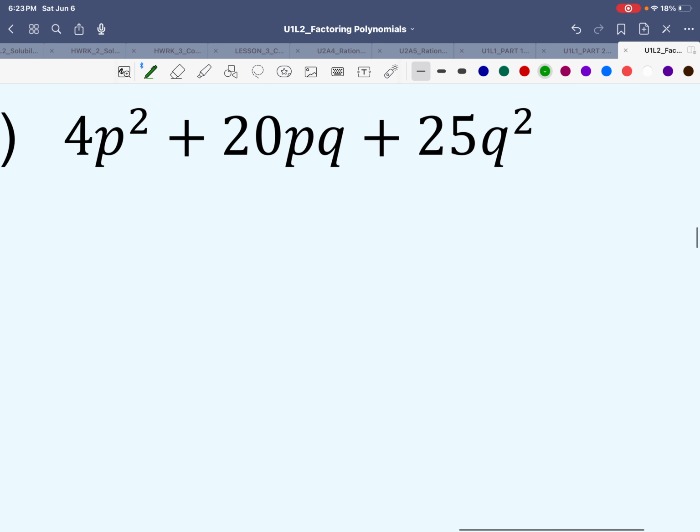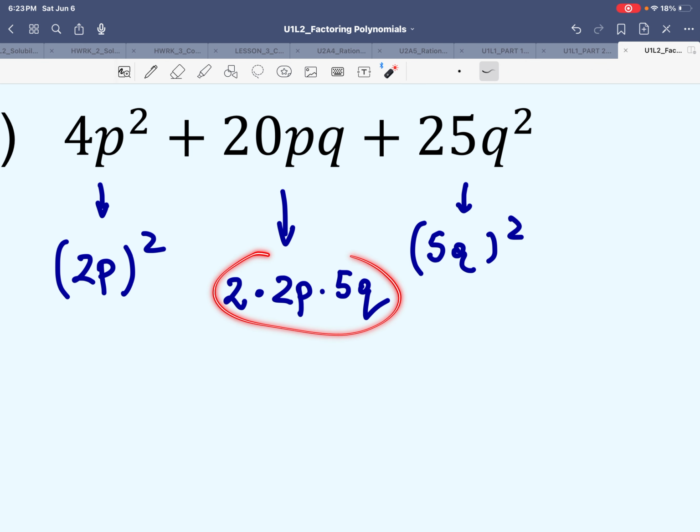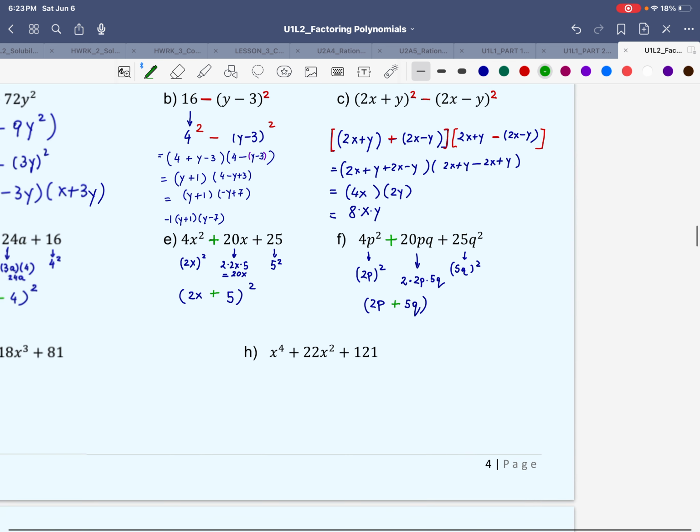Let's try one more. This time we have more than a variable. Nothing to worry about. We know the trick in here from grade 10. We have 2p to the power of 2, 5q to the power of 2. Let's check the middle. We want it to be double of the first term 2p with the last term 5q. So that would be 20pq in here. So that's what we have. So that's a win. And we're going to factor it as a perfect square trinomial, 2p here, 5q there. And in the middle, we place the plus sign because that's the sign of the middle term as well.